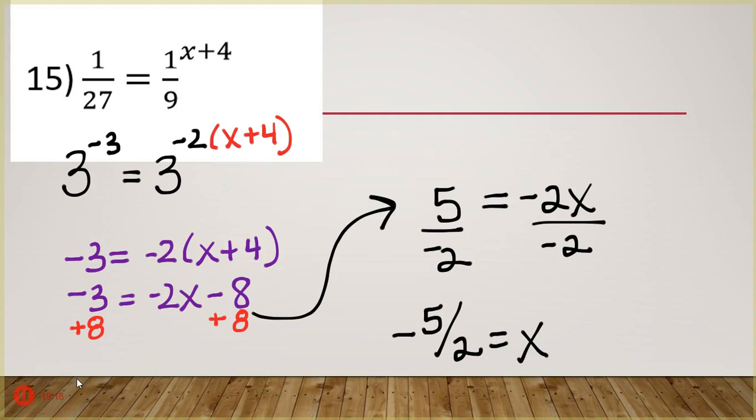If you got x equals negative 5 over 2, you are correct. So the only base that we can use for 27 and 9 is 3. 3 to the power of positive 3 is 27. Therefore, 3 to the power of negative 3 is 1 over 27. So I use the base 3. Both sides have a negative exponent, and then I drop the base. After I dropped the base, I solved it as a regular linear equation.